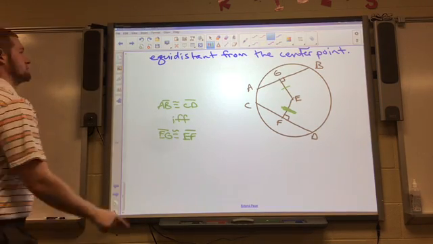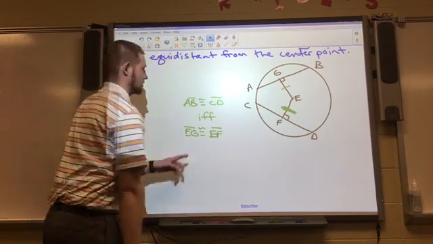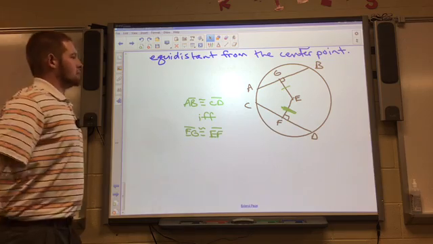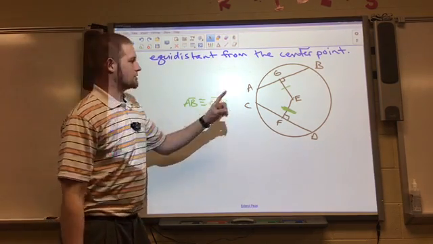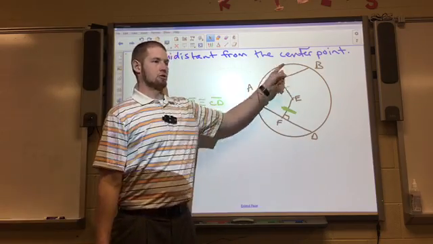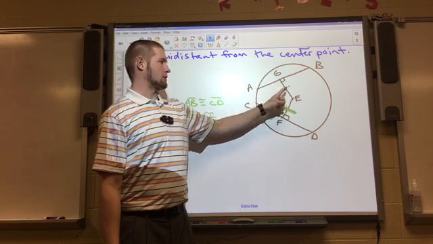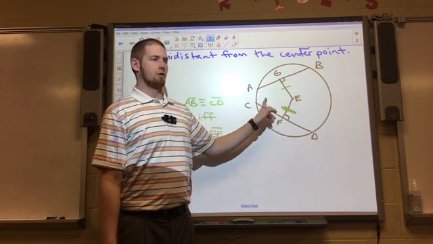Now, we have to be aware of these words, if and only if. Again, that's biconditional, correct? So your statement works in both ways. So, with that, if they told me those chords were congruent, you would also know that they were equidistant to the center, correct? Okay, what else would you know if the chords are congruent?